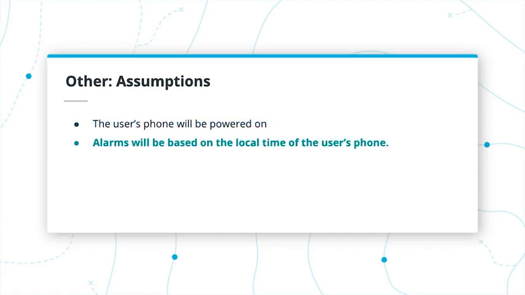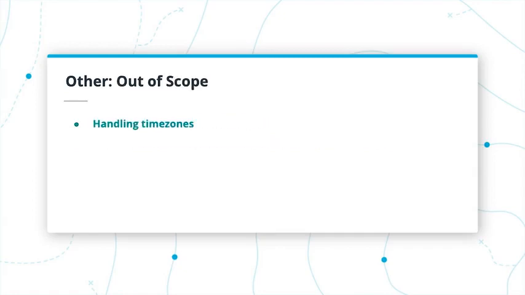I've also made the assumption that alarms will be based on the local time of the user's phone. And the reason that I made this assumption is because I don't want to have to handle time zone changes, so I've listed that as out of scope. How did my PRD compare to the one that you wrote?